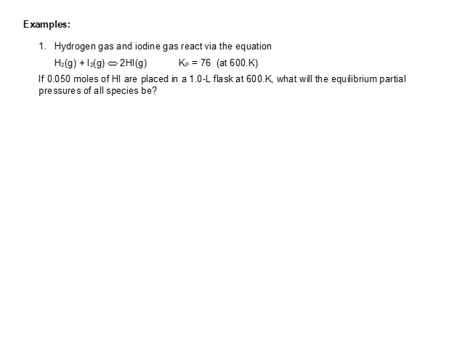First, what we want to do is go ahead and set up an ICE table for this reaction. We start by writing the reaction across the top, including their coefficients. We then make rows for initial, change, and equilibrium. We also want to write the K expression.